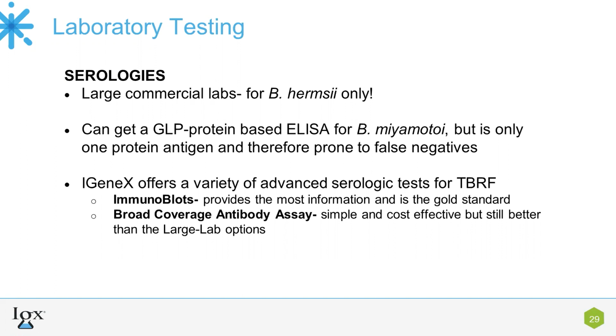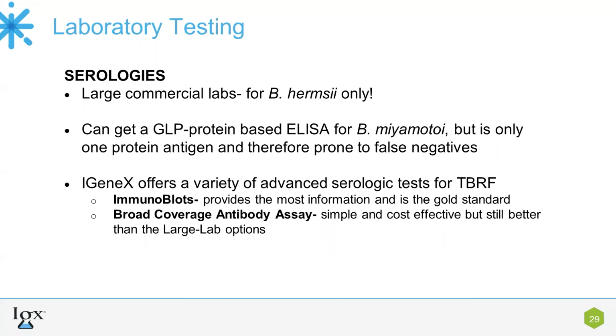You can get what's called a GLP protein-based ELISA for miyamotoi. GLP is only one protein antigen that's associated with these relapsing fever Borrelia, so because not all of them express it, and if they do, they might express it weakly or have different serotypes, you can get a lot of false negatives if this is the only thing you rely on. It's just like doing a Western blot looking for one band, some oddball band that hardly ever shows up. It's not the greatest way to do it.